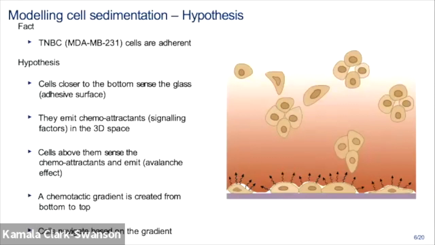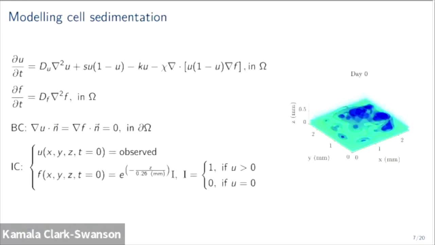The cells above them sense these attractants and emit in a similar manner, like an avalanche effect. And as a result, a chemotactic gradient is created from the bottom to the top, and the cells navigate based on this gradient. So we formulated this hypothesis using an advection reaction diffusion equation, where U here is the cancer cell density. It depends on diffusion terms, logistic growth, the cell death due to the treatment, and the advection terms that drag the cells at the bottom.